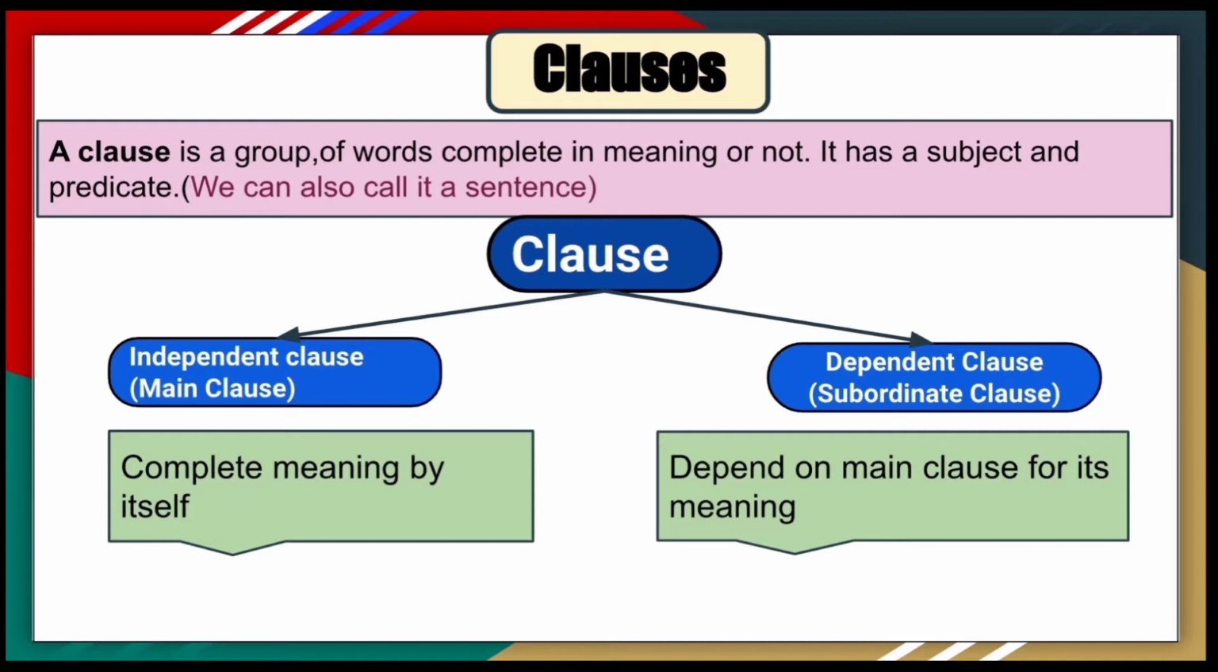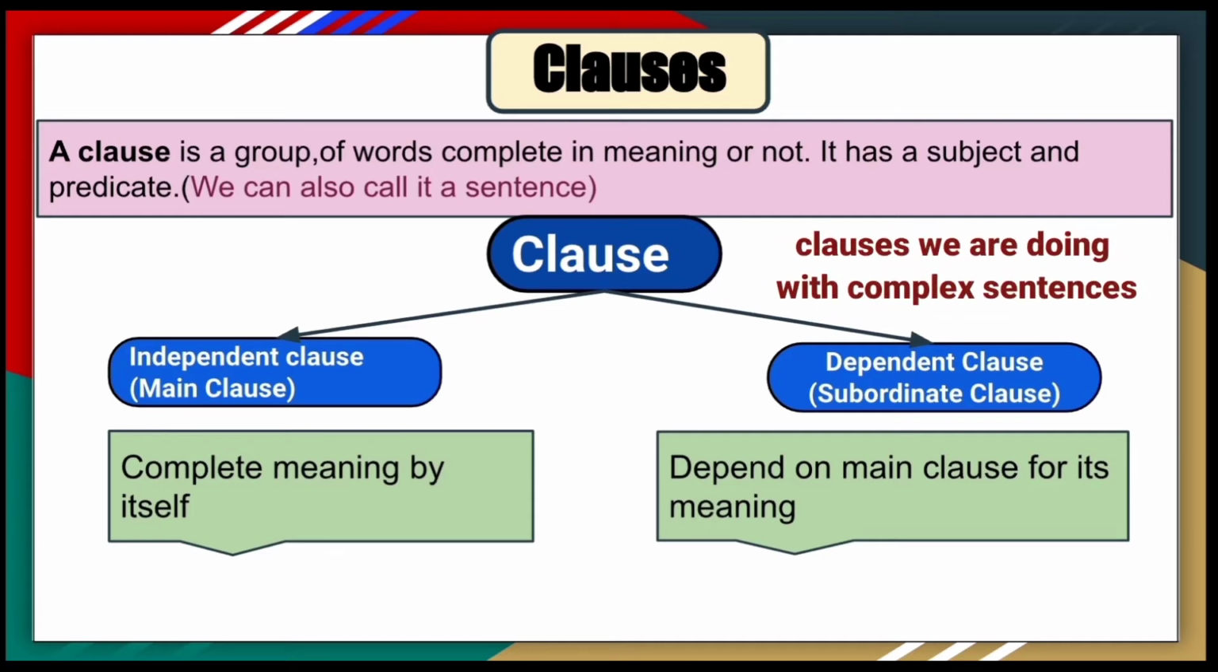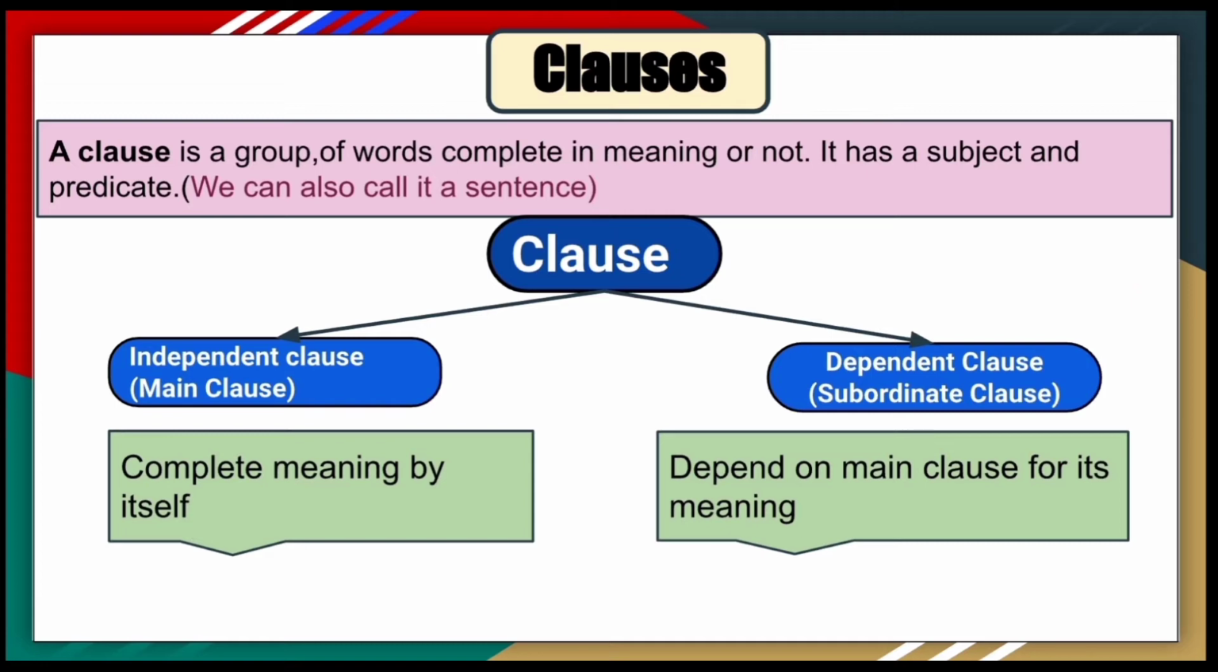A clause has two types, independent clause and dependent clause. Independent clause is known as your main clause and dependent clause is known as your subordinate clause. As per the name, independent clause is independent, which is complete in meaning by itself. उसका अपना खुद का एक meaning है. And your dependent clause depends on the main clause for its meaning. जो मेन क्लॉज पे डिपेंड है अपने मीनिंग के लिए.